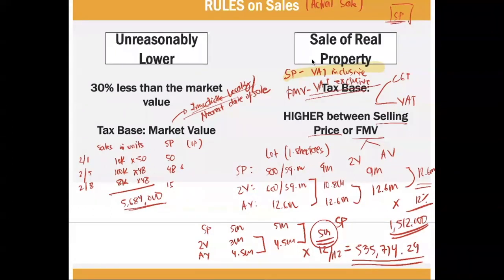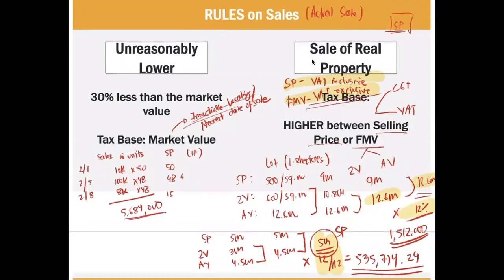Kaya dito, nag-multiply tayo ng 12 over 112. Pero pagka yung higher naman ay FMV, it is considered VAT exclusive. Therefore, 12.6 million, yun yung FMV, minultiply na lang agad natin sa 12%. Okay? Again, rules on your actual sale.